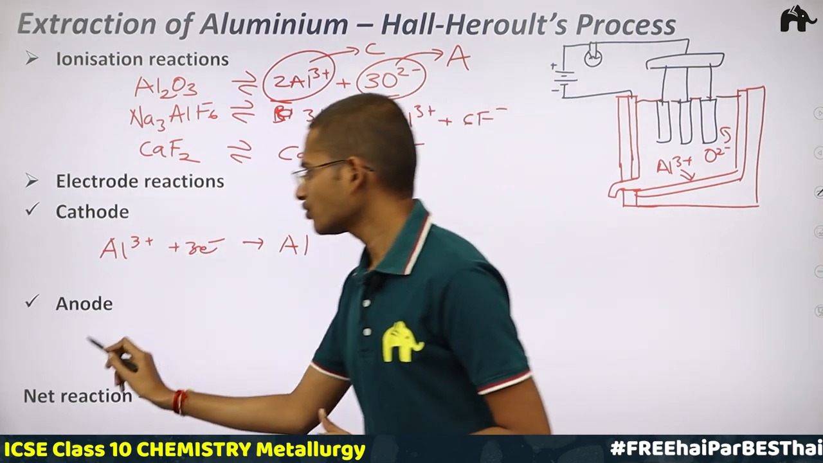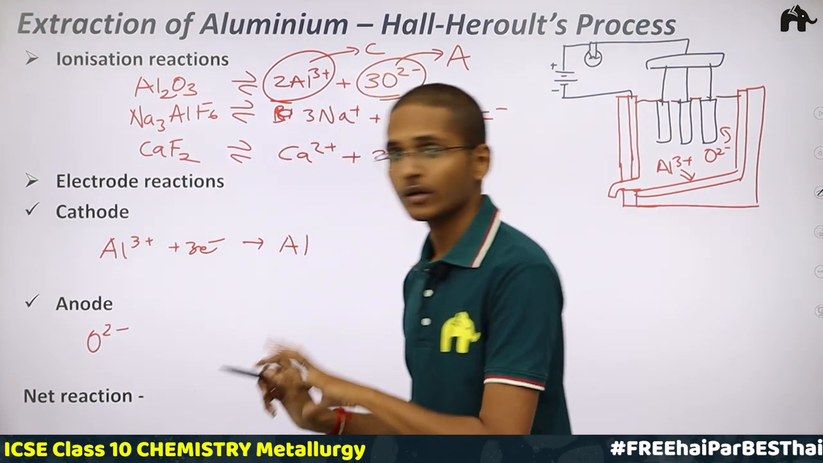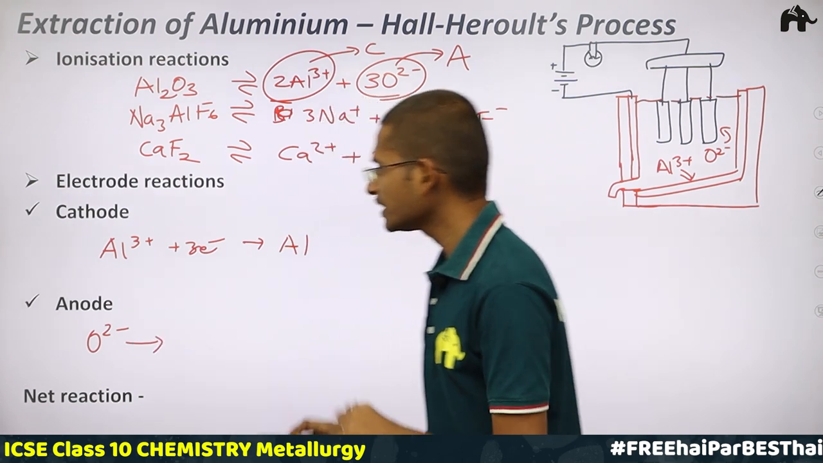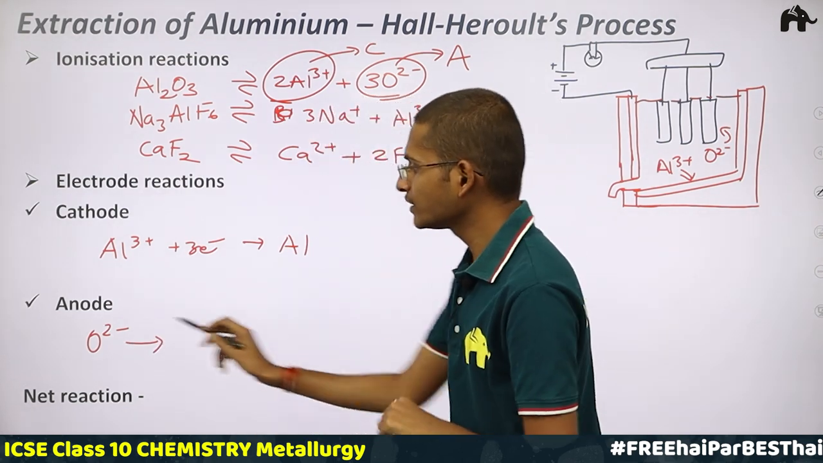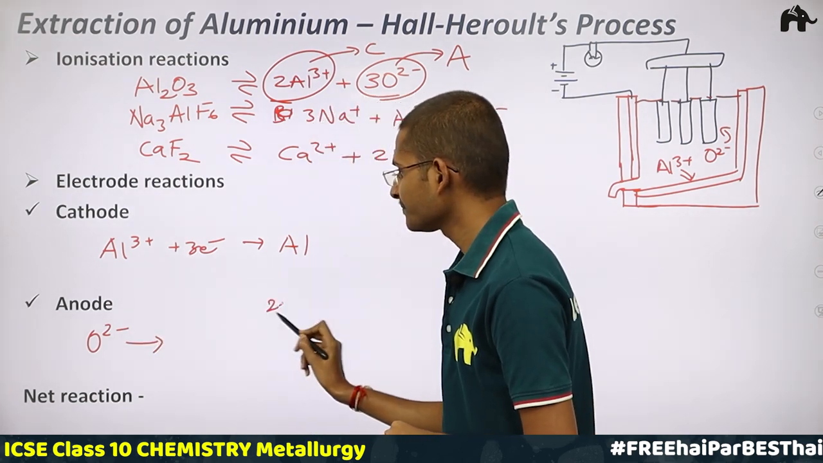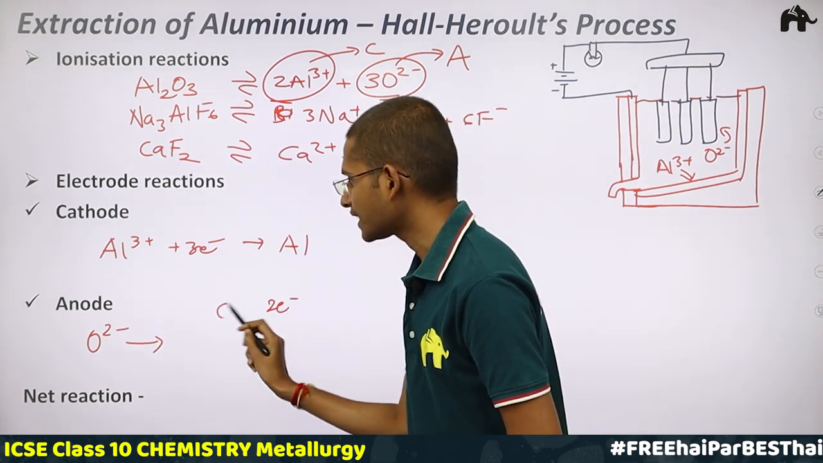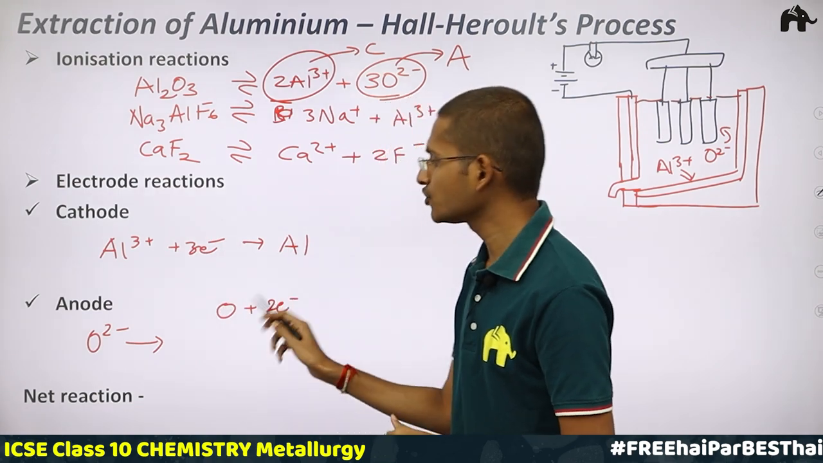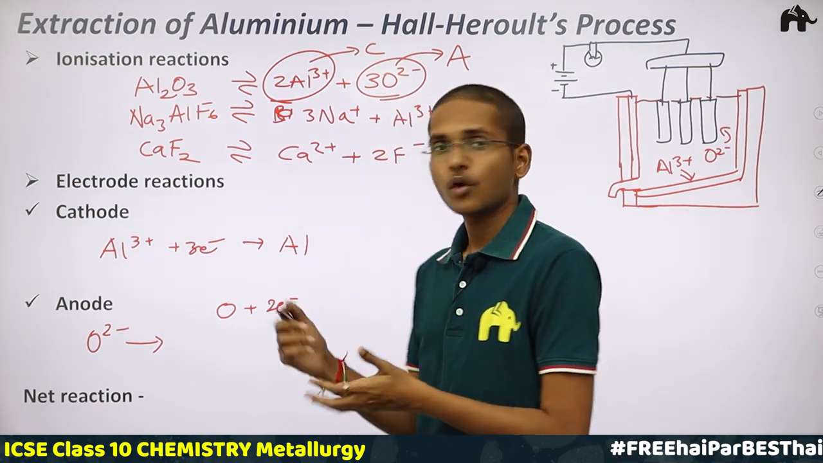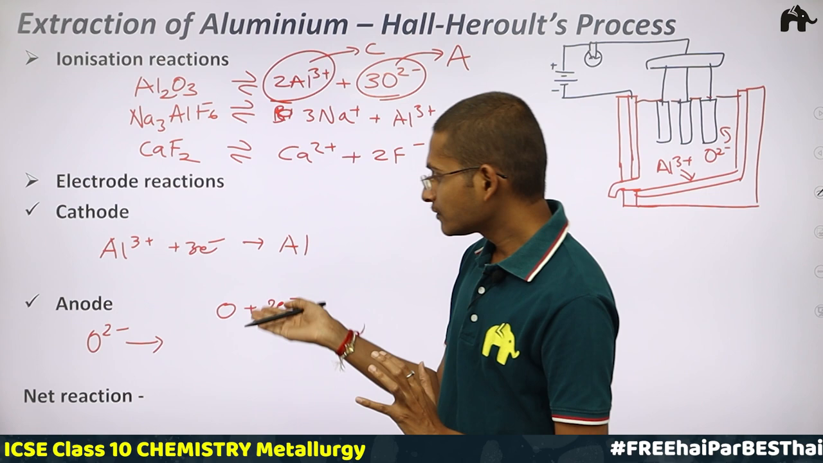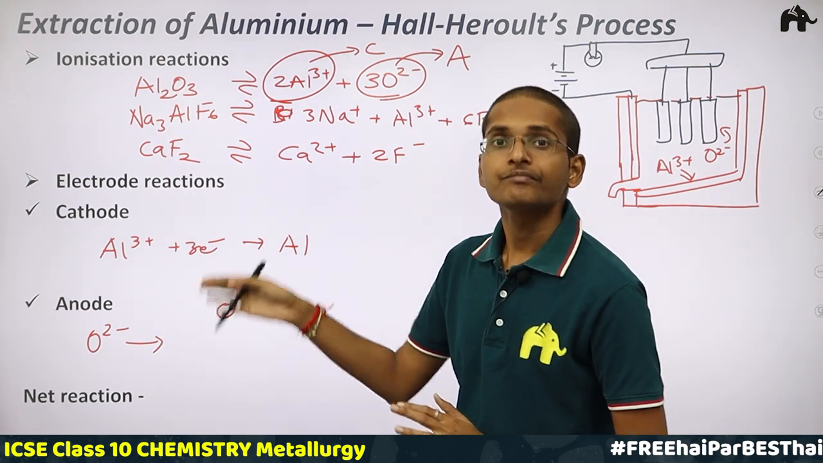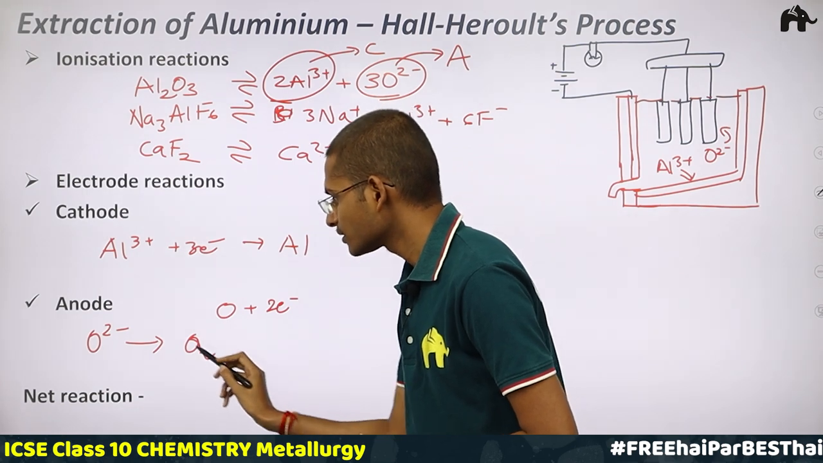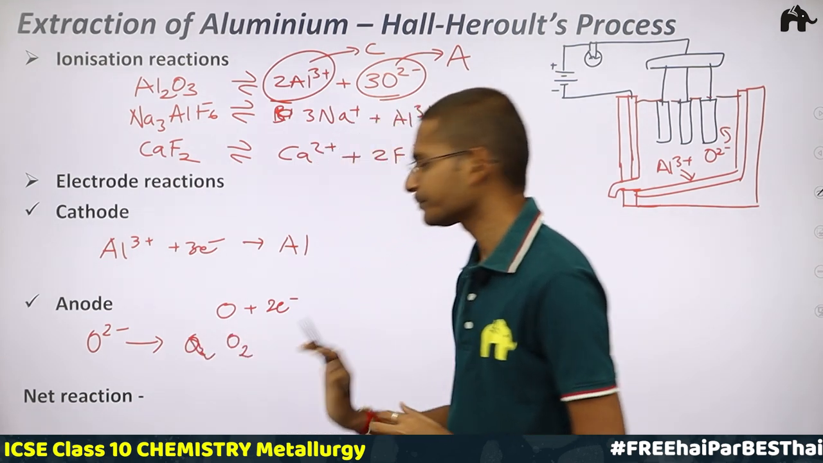In the same way, the oxide ion goes to the anode. We know anions give up electrons to the anode. So the oxide ion gives up 2 electrons and forms an oxygen atom, becoming neutral. But this neutral oxygen atom doesn't stay like that; it is not that stable. So it combines with another oxygen atom and forms an oxygen molecule.